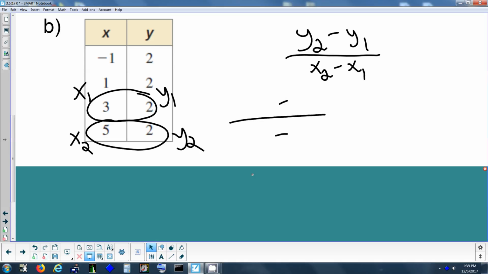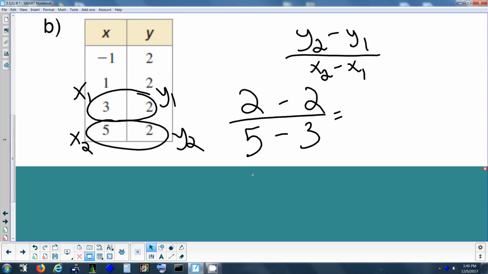All right, what's the first number I'm going to write on the top? Joe? 2. Very good. What's going to go here? Madison? Y1. 2. Excellent. Bottom. Gemini, what's going to go here? 5, very good. And what's going to go here? X1, yeah, X1 is 3.